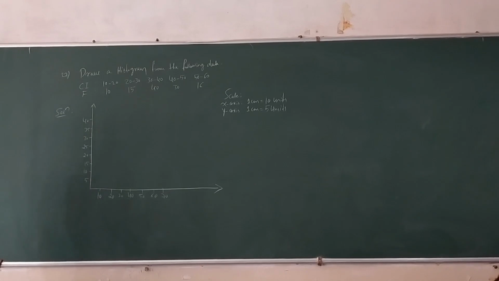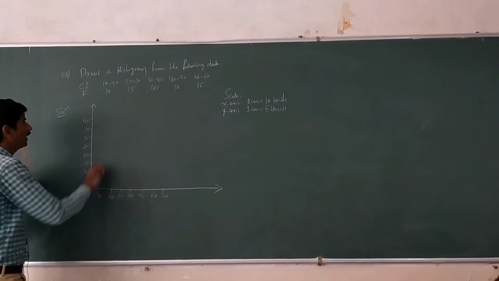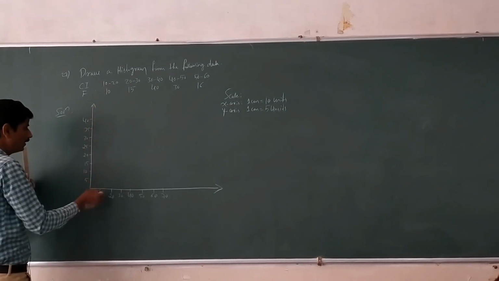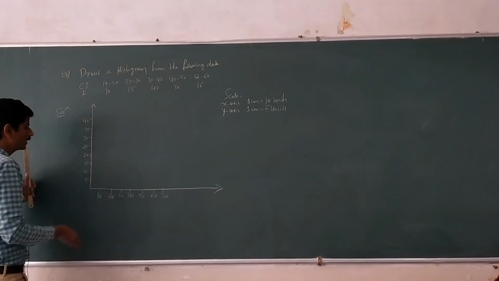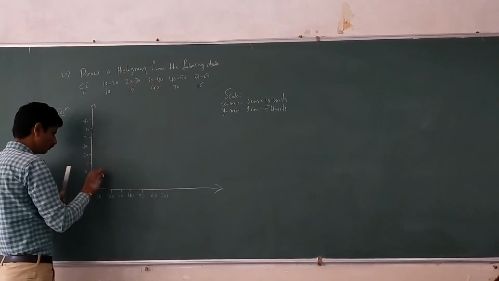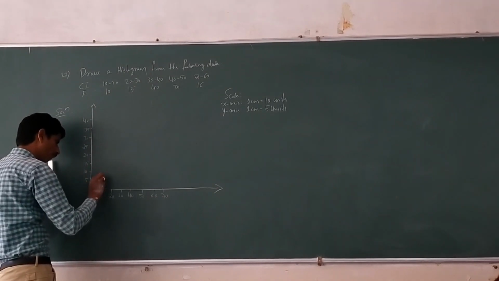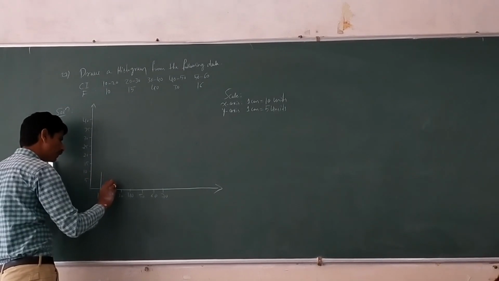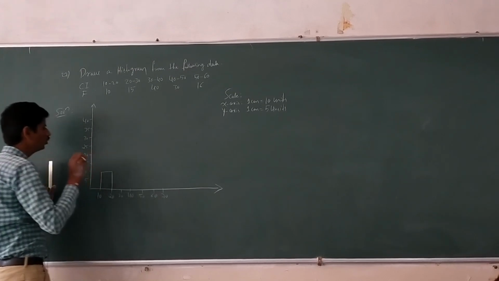Okay, the next you have to draw a histogram. Here they are given inclusive exclusive class intervals. The bars are attached. Here the class limits are plotted against the frequencies. 10 to 20, frequency is what? 10. First we have to draw the 10 to 20 rectangle. Here the 10 to 20 rectangle height is equal to 10.